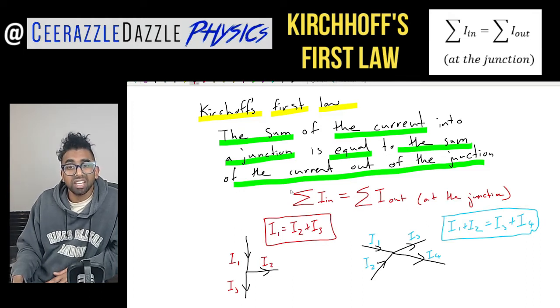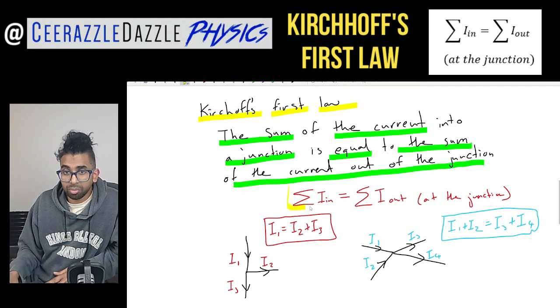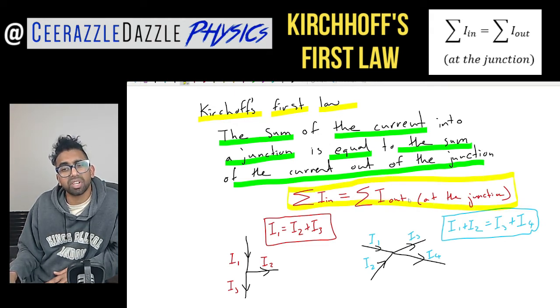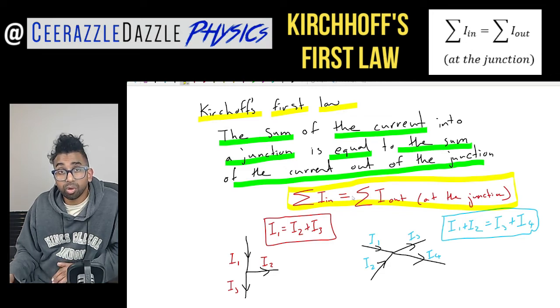But as you can see, if I know this rule, which I've put down over here, the sum of the current going in is equal to the sum of the current going out of the junction. That will incorporate the examples I have down at the bottom because I1 goes in, I2 and I3 come out, and in this one, I1 and I2 go into the junction, I3 and I4 come out of the junction here.